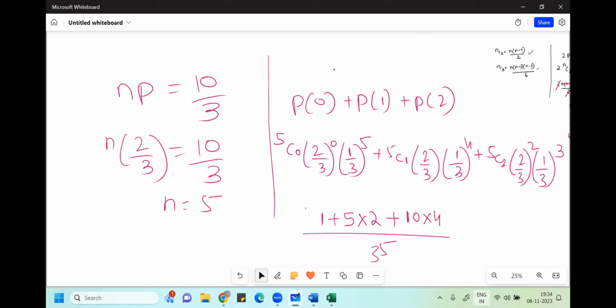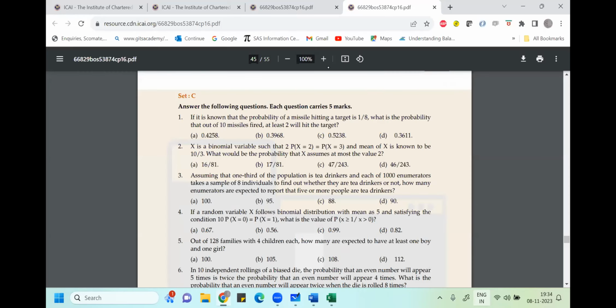Correct everyone? Just focus on denominator. So this is 40. This is 10. 40 plus 10, 50. 50 plus 1, 51 by 243. Both are divisible by 3. So 17 threes are 51 by 81. 17 by 81 is your answer. Option B is your answer.